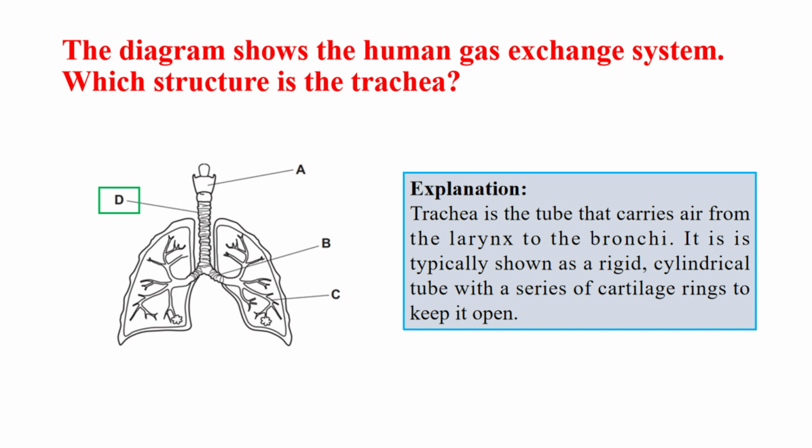Understanding these components helps us see how air travels through the respiratory system, from entering through the larynx to being distributed through the trachea, bronchi, and bronchioles.